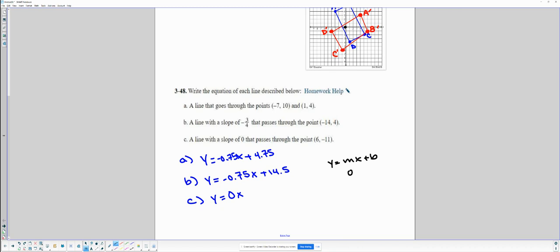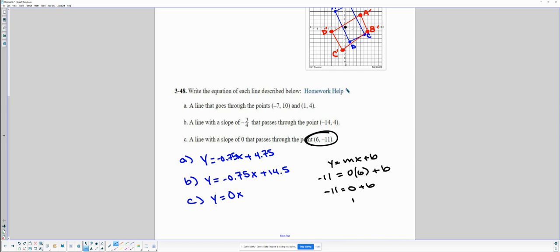So we know the slope is 0. I'm going to use this point. So 6 is going to be the x value, 6 here. The y value is going to be negative 11. That's going to be added to b. So 0 times 6 is just 0. So you get negative 11 equals 0 plus b.